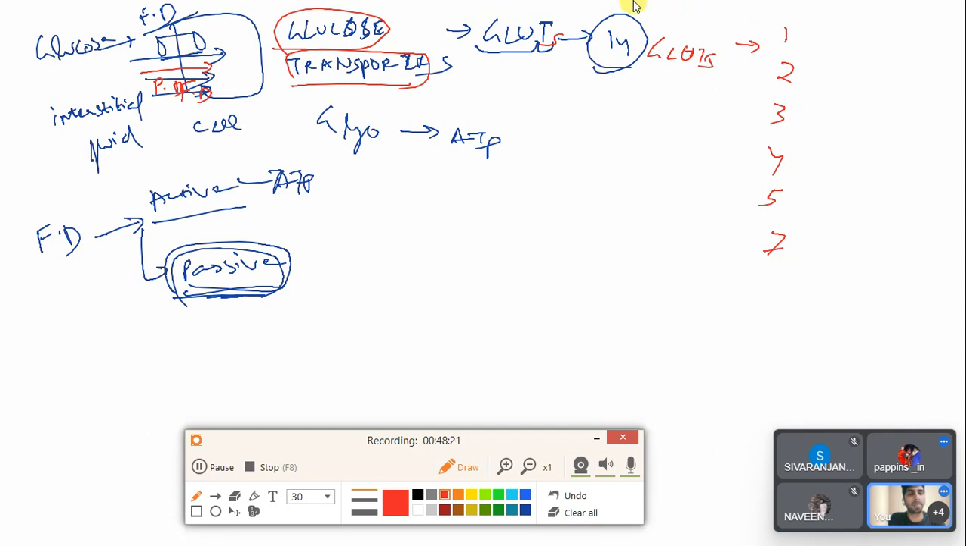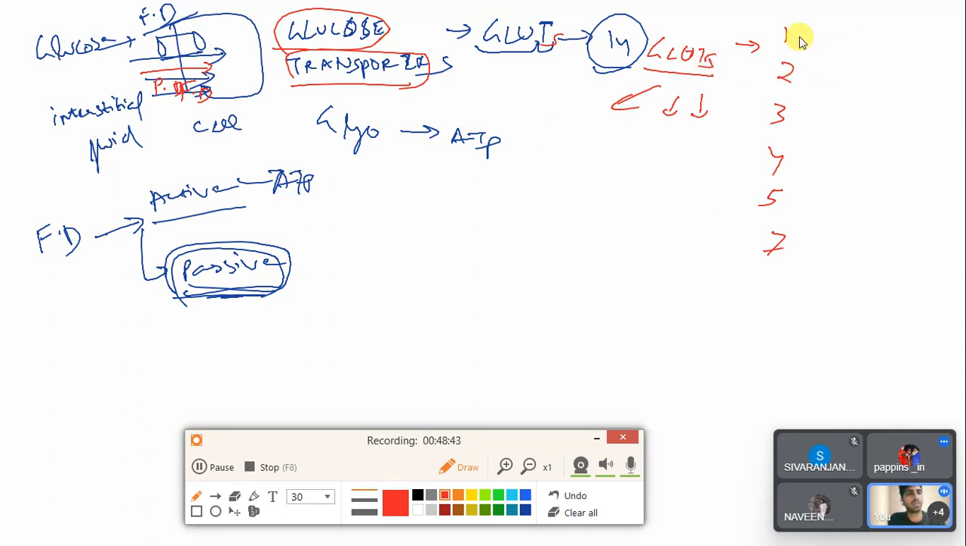Now these GLUTs are present on different organs. It's not that all of them are present in every cell. It does not work like that. It's based on the function. Based on their function, they are present in different cell types.